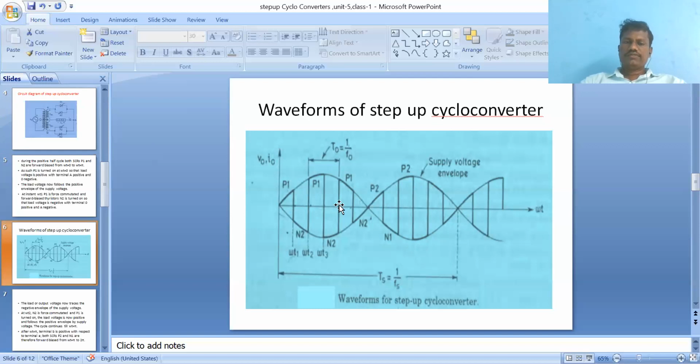By seeing this, the output frequency is more than the input frequency. So what is the output frequency? F naught is equal to 6 times Fs. It is one cycle: 1, 2, 3, 4, 5, and 6. That's why it is called a step-up cycloconverter. Okay, thank you.